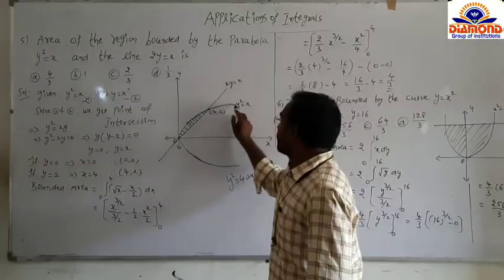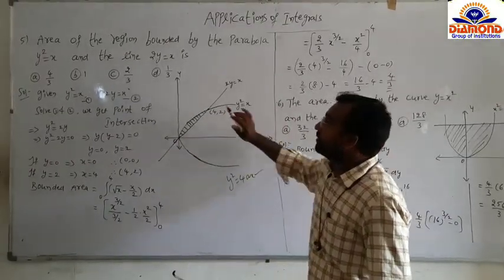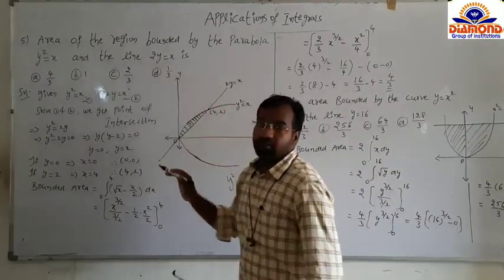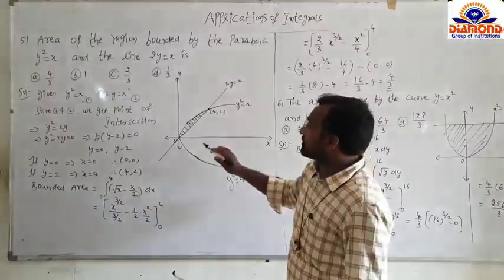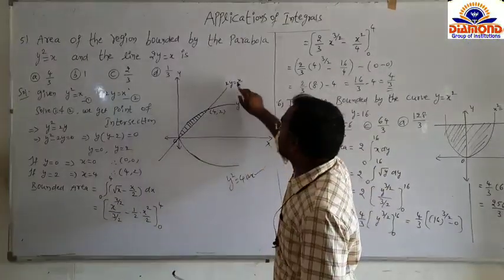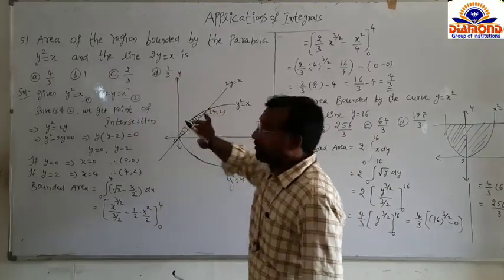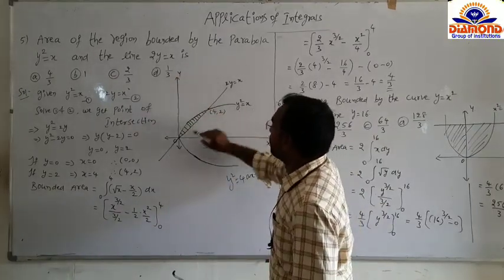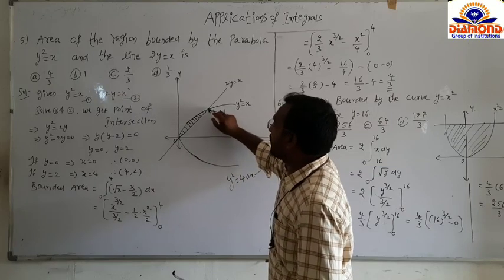Vertex at the origin. You can draw this diagram. y square equal to x is the parabola. Next, x equal to 2y is the line. This line x equal to 2y is always passing through the origin, because 2y equal to x is in the form of y equal to mx. So it passes through the origin. So one point of intersection is clearly the origin. Another point we have to find out.